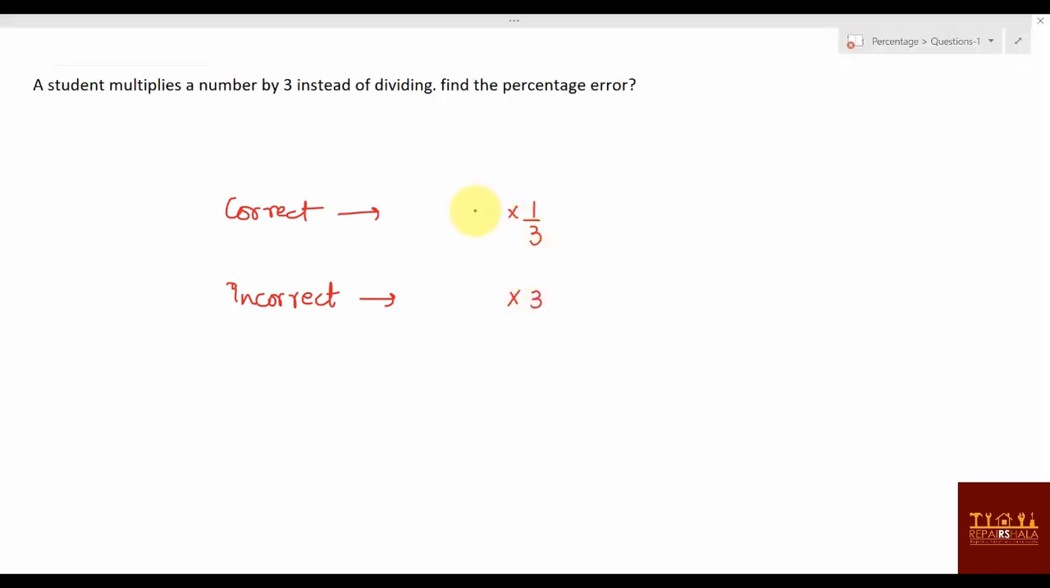What is the LCM of 3 and 1, right? 3 and 1 LCM is 3. You can say actually he should get 1, but how much is he getting? 9. How much extra? 8. So 8 by 1 into 100. How much percentage error? 800%.